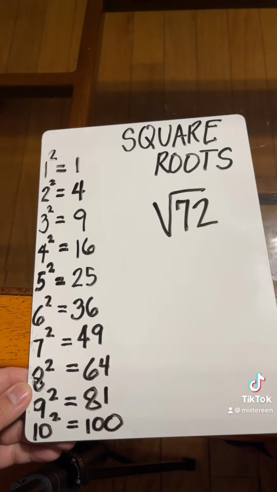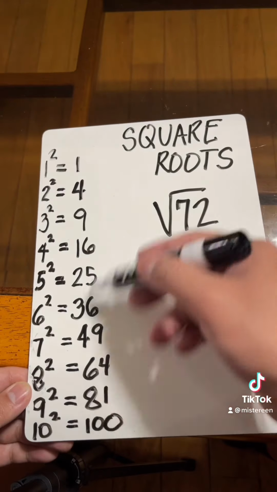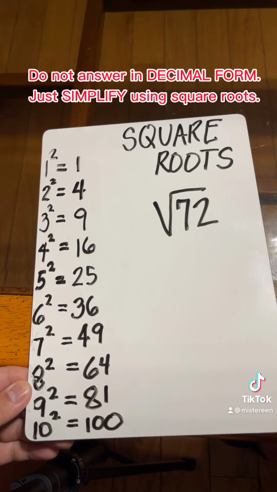Alright, let's take a look at the second example. We have the square root of 72. And definitely 72 is not a perfect square. It's not on the list. And if you use your calculator, it will give you a decimal answer. But sometimes we don't want that in decimal form. We just want to simplify it. So here's how you do it.